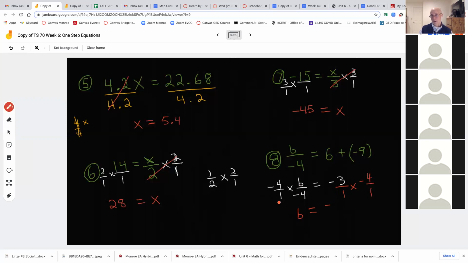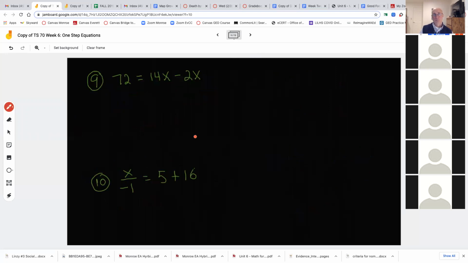Okay, that's the same thing I did on the left side, I'm doing on the right side, okay? A negative times a negative is a positive. So this would be 12. This is just going to give me the answer of 12. B equals 12, okay? All right, we're going to keep moving here.